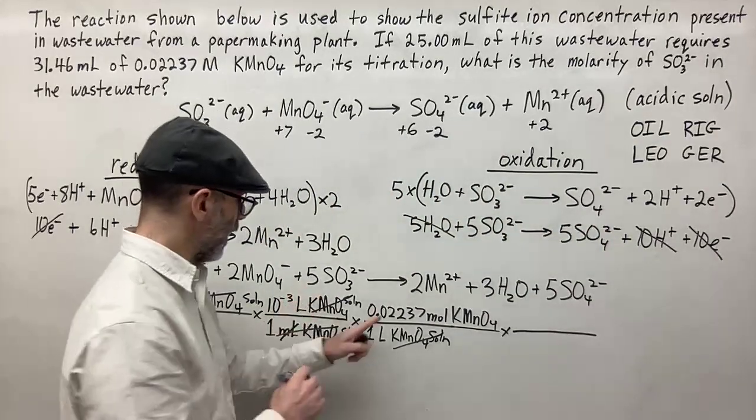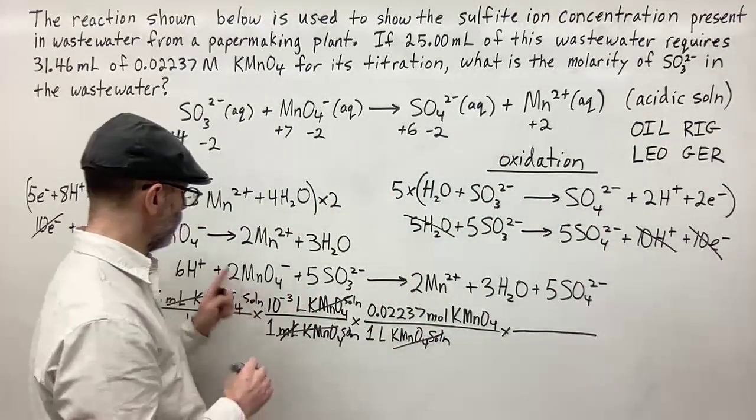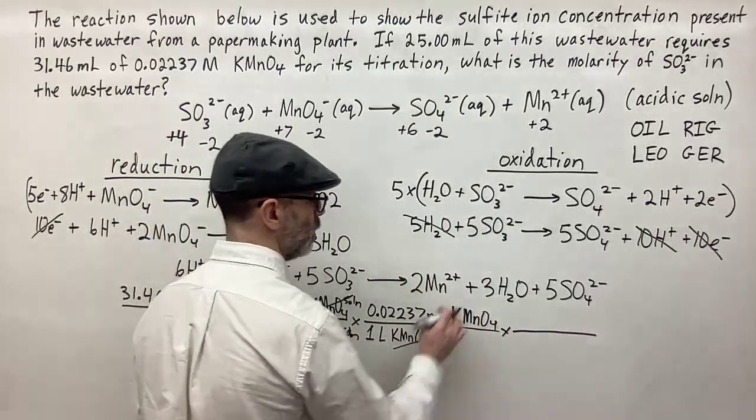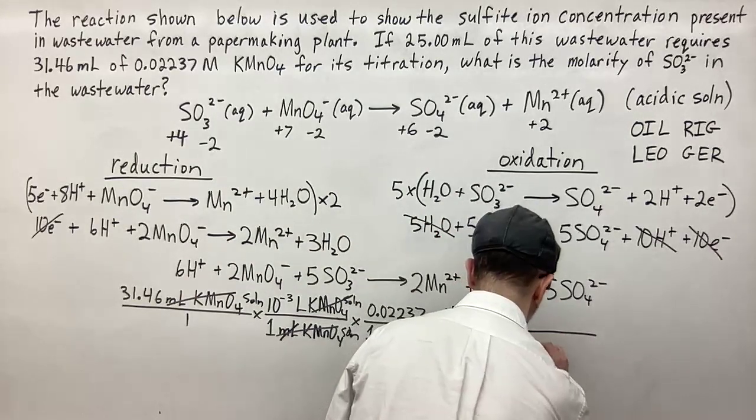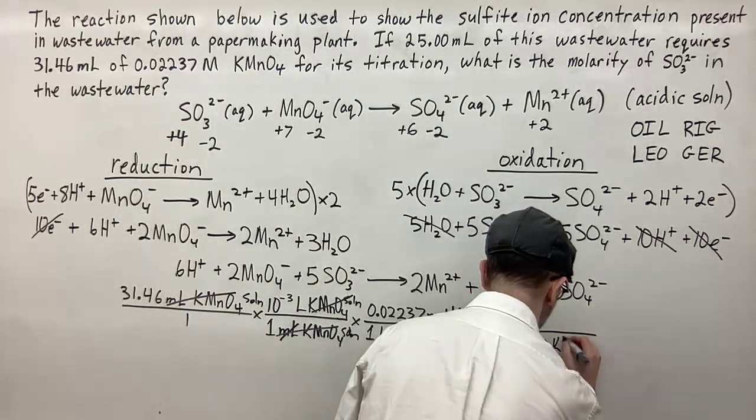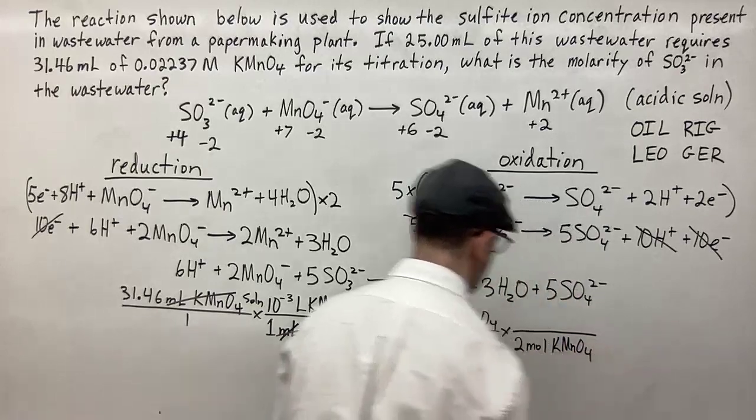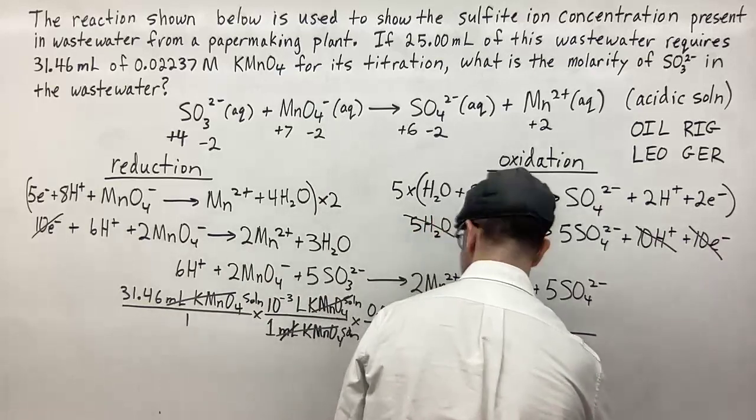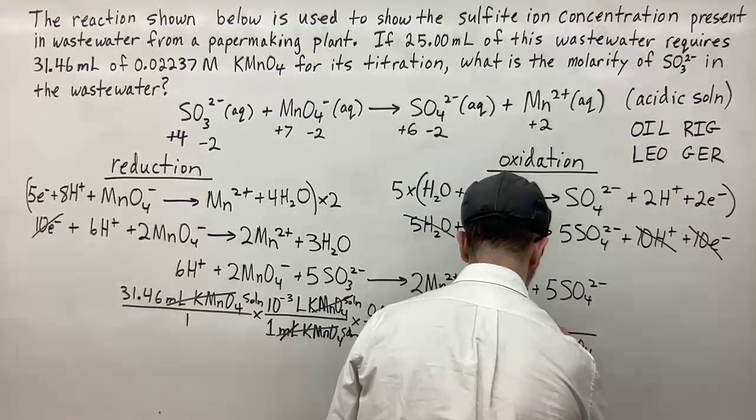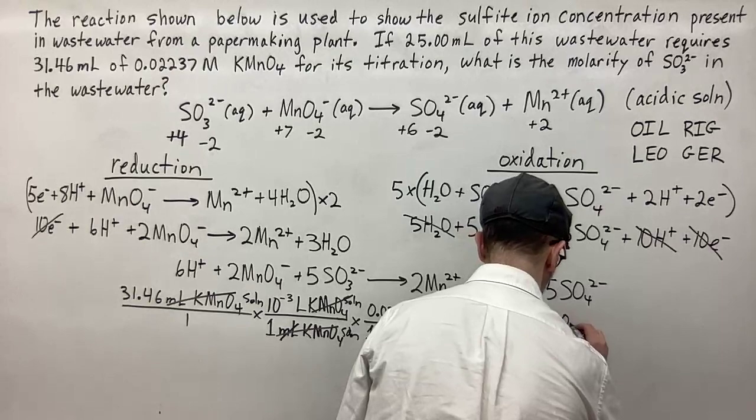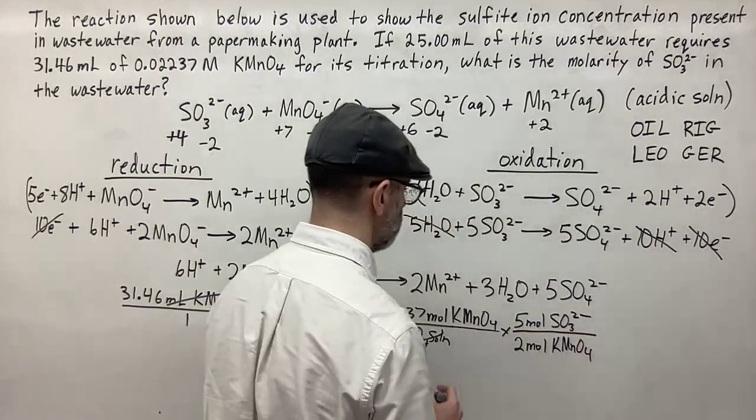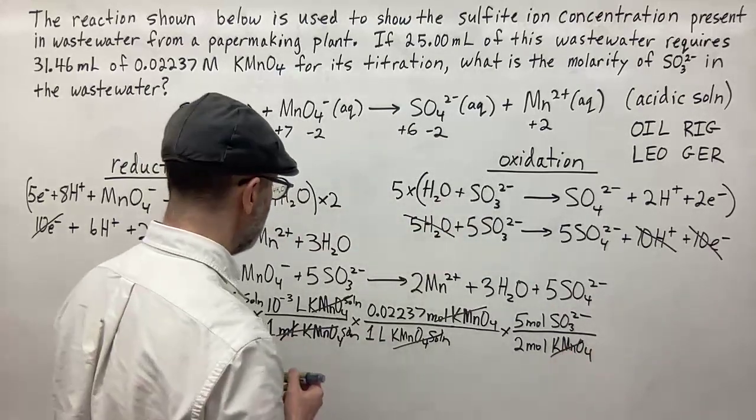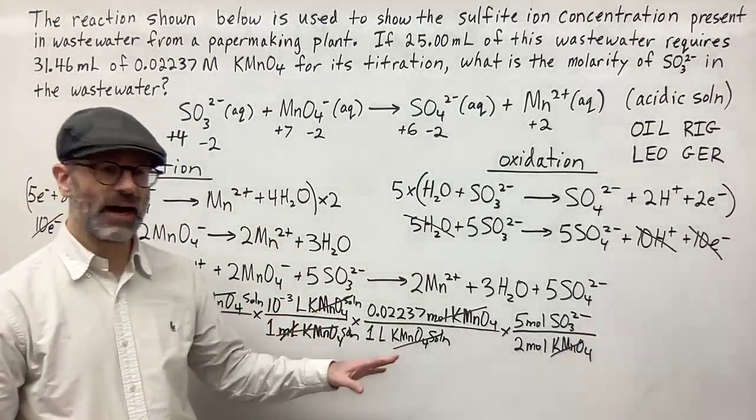So here I have moles of KMnO4 on the bottom, so I'm going to put 2 moles. I have moles of KMnO4 on top. I'm going to put 2 moles on the bottom. So 2 moles of KMnO4 on the bottom, and 5 moles of the sulfite ion on top. So 5 moles of SO3 2-. And now moles of KMnO4 cancel out. And I am done. I have moles.